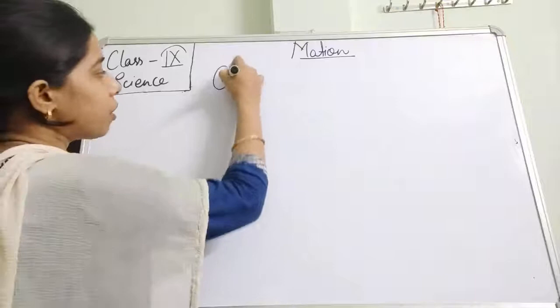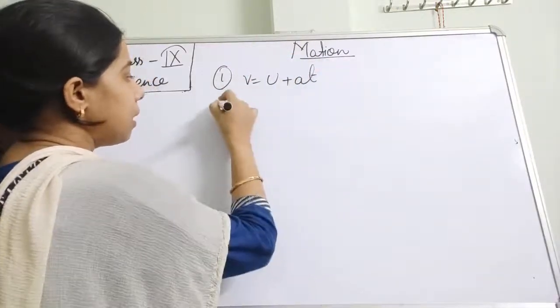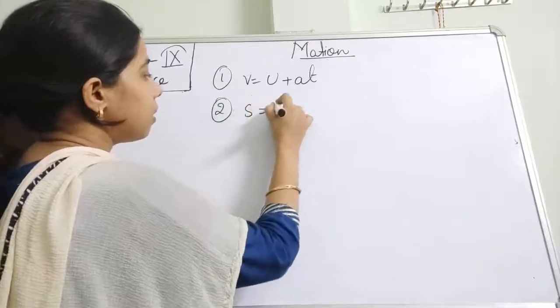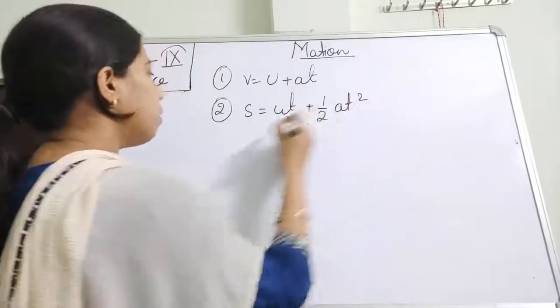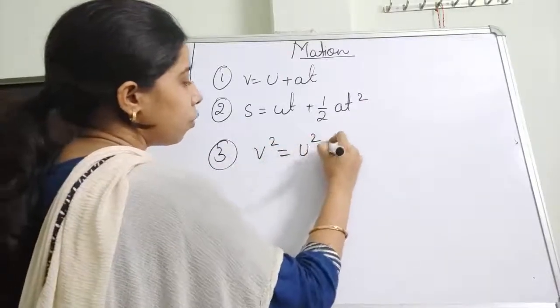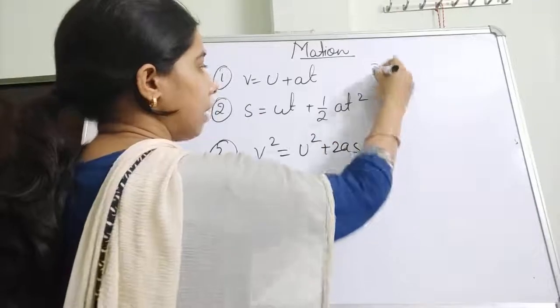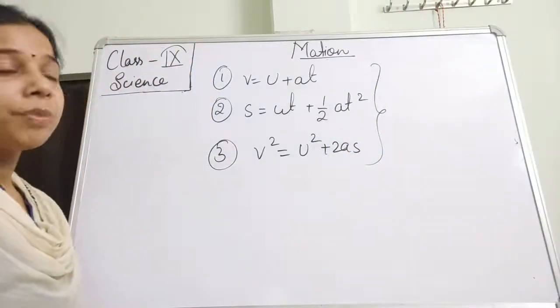The first equation of motion is V equals U plus AT. Second is S equals UT plus half AT square. And finally the third one is V square equals U square plus 2AS. These are the three equations of motion.